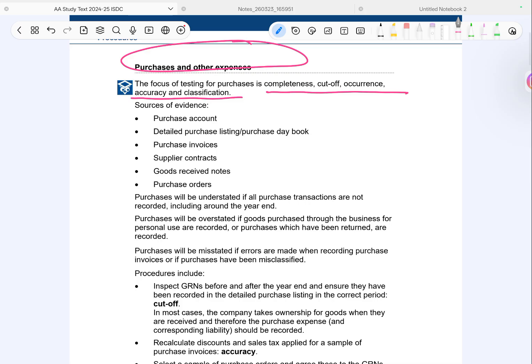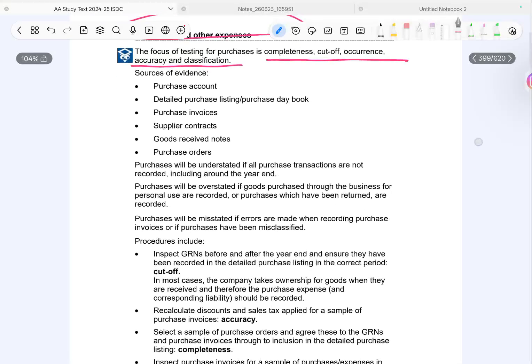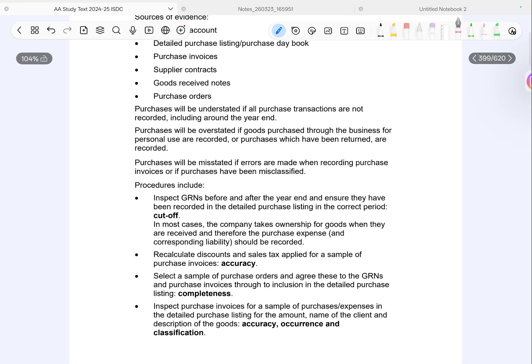Since ownership usually transfers when goods are received, the related expenses and liabilities should also be recorded at that point. For accuracy, purchase invoices are recalculated, including discounts and sales taxes, to ensure correct recording. To test completeness, a sample of purchase orders is traced through goods received notes and invoices into the purchase listing.